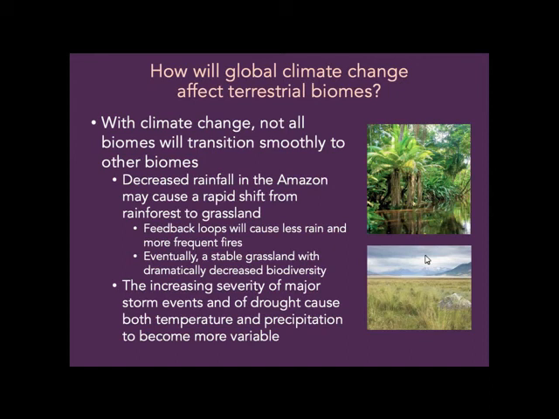So for example, if we have decreased rainfall in the Amazon, that could cause a rapid shift from rainforest to grassland, right? And then you would end up with a feedback loop where you had less rain and more frequent fires, and eventually you would end up with a stable grassland that had much less biodiversity than you would actually have right now in the rainforest. So we would lose a lot in this transition. We would also expect things wouldn't just change from one biome to the next, but instead to get a lot more variation in things like storm events and drought. And so this would make it harder for diverse species to be able to live in these climates.